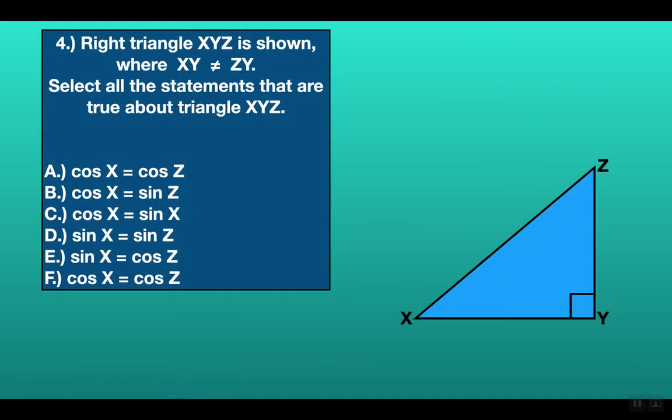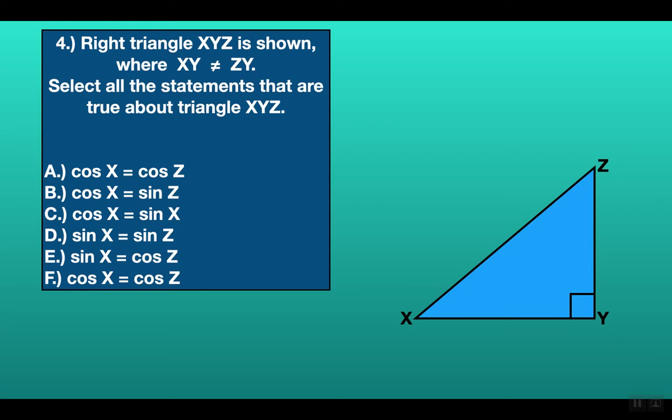Question number 4. Same concept, same exact concept. Right triangle XYZ is shown where side XY does not equal side ZY. Select all the statements that are true about triangle XYZ. Okay, so this is the same exact concept we just saw in the previous question. All you got to do is take the two acute angles, which are angles X and Z, and make the cosine of one equal to the sine of the other, and make the sine of one equal to the cosine of the other, and that's it.